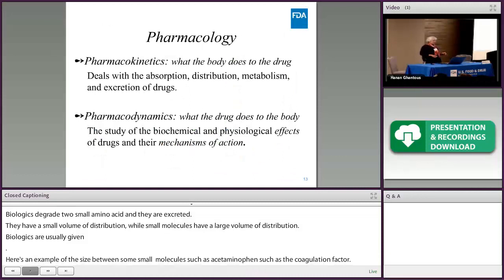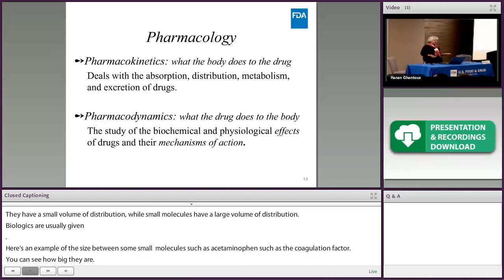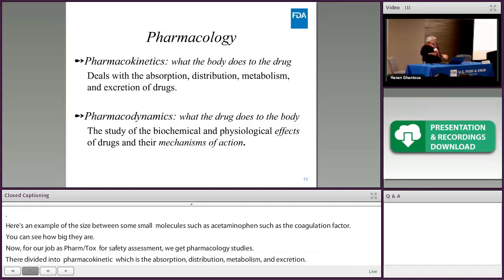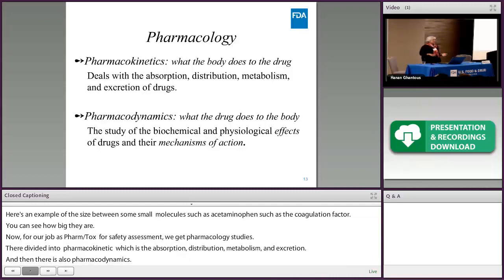So now for our job as pharm-tox reviewers for safety assessment, we get pharmacology studies. So the pharmacology studies are divided into pharmacokinetics, which is what the body does to the drug, which deals with the ADME, absorption, distribution, metabolism, and excretion. Also, we have pharmacodynamics, and that's what the drug does to the body. So these studies, they're really not for safety. If you look at M3, our guidance, they're not listed under safety.